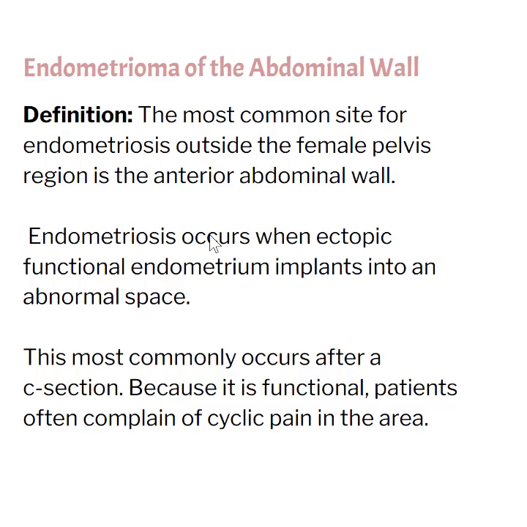Now, this is usually because when a patient has a C-section, they cut through the layers of the abdominal wall into the uterus, and some of that functional endometrium cells are displaced into the incision and implant into that C-section scar. Because endometriosis responds to hormonal changes in the body, these ectopic areas of endometriosis are also going to respond to the hormonal changes of the body. So when a patient has an endometrioma in the abdominal wall, typically at the C-section scar, they're going to complain of cyclic pain in the area.